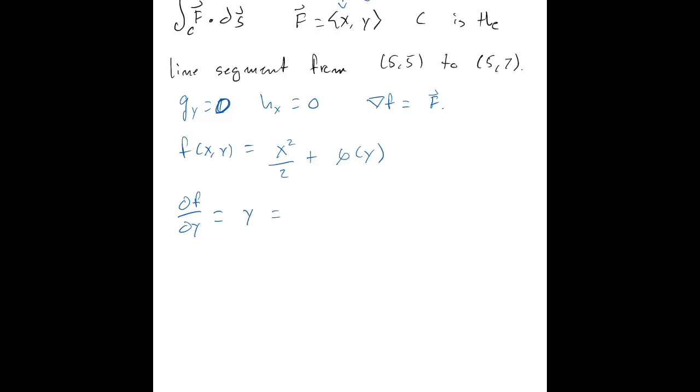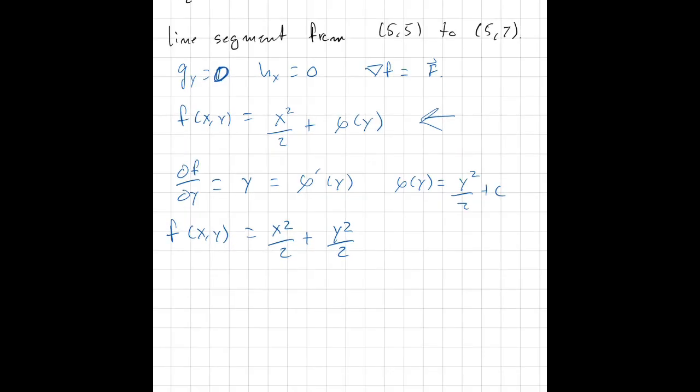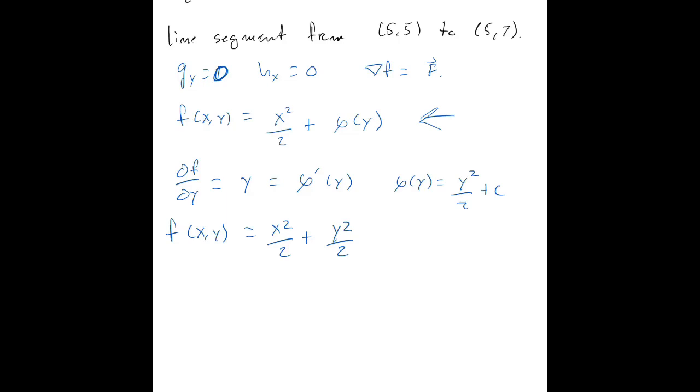But we also know that this expression here is also equal to the partial derivative of f with respect to y. So the derivative of that with respect to y is just phi prime of y. So in other words, we know phi prime of y is equal to y. So phi of y is equal to y squared over 2 plus some arbitrary constant. And therefore, f of x, y is equal to x squared over 2 plus y squared over 2 plus an arbitrary constant. But remember, the easiest thing is just to take that constant equal to 0. And so that's what we're going to do.